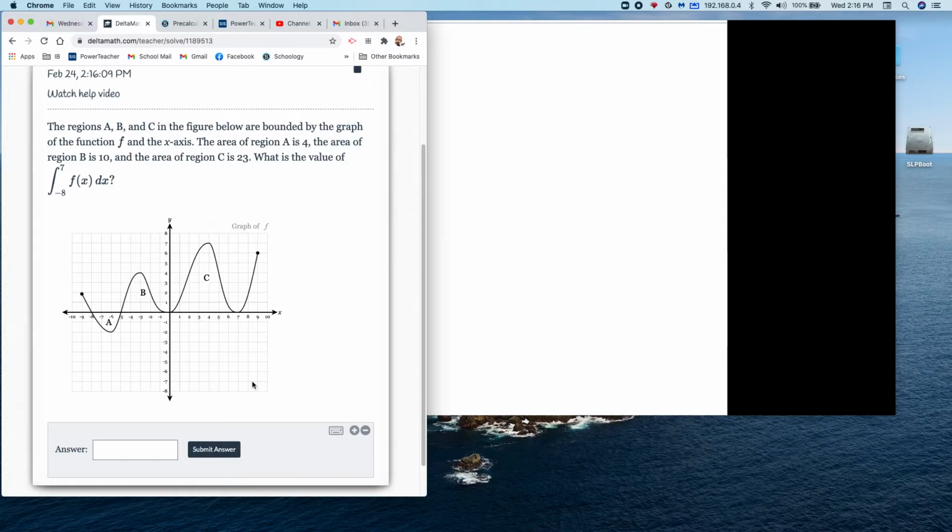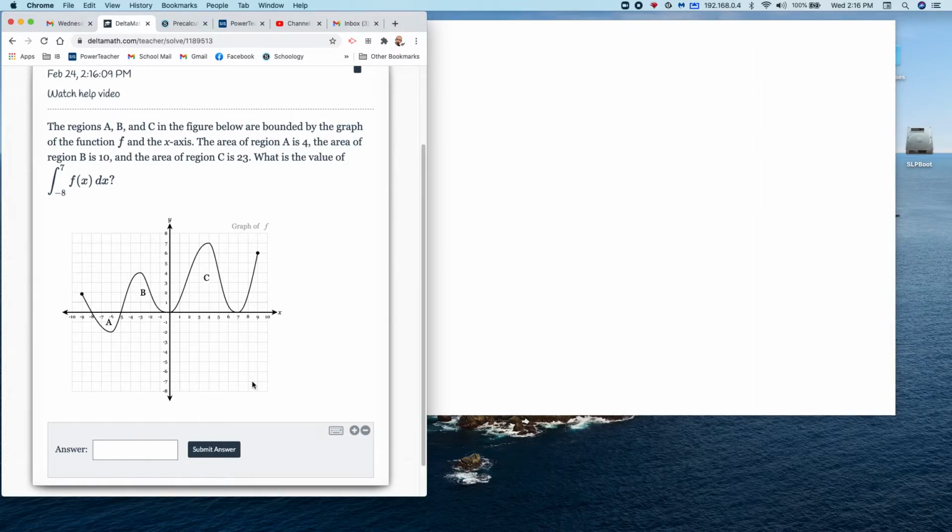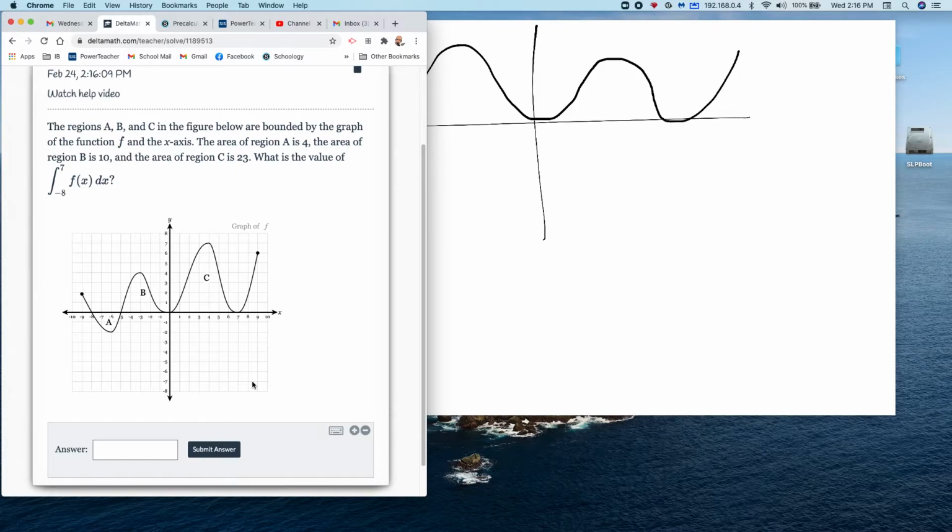But if I draw a general diagram of this, let me do my best to draw this. You'll have to bear with me that my axes might not match up perfectly, but I'll do my best. And the area here is 4, the area here is 10, and then 23, and this is 7, and all the way back here is -8, and the question is asking for the integral from -8 to 7 of f of x dx.